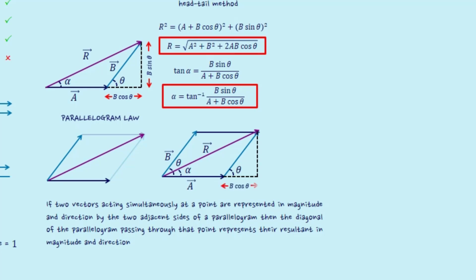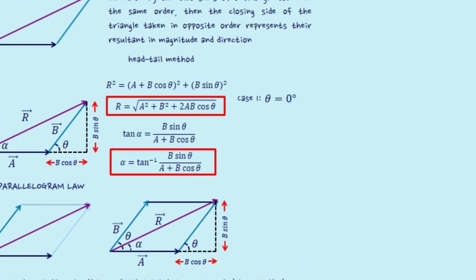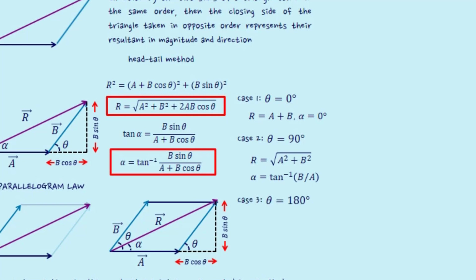Based on the angle between the two vectors, the resultant vector changes. If theta is 0, R is equal to A plus B and alpha is 0. If theta is 90 degrees, R is equal to square root of A square plus B square and alpha is tan inverse B by A. If theta is 180 degrees, R is equal to A minus B or B minus A, and alpha is 0 or 180 degrees based on the magnitudes of A and B.